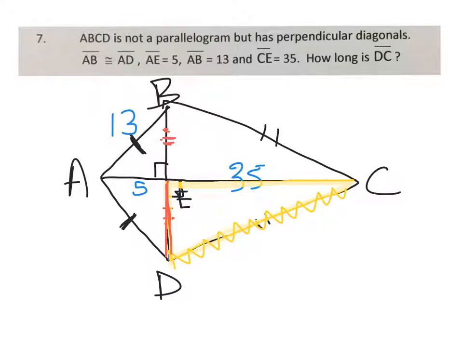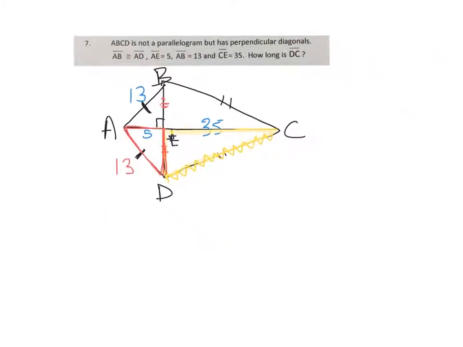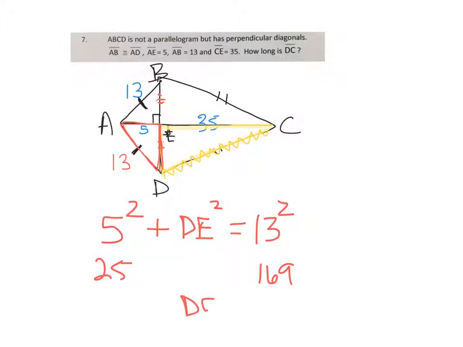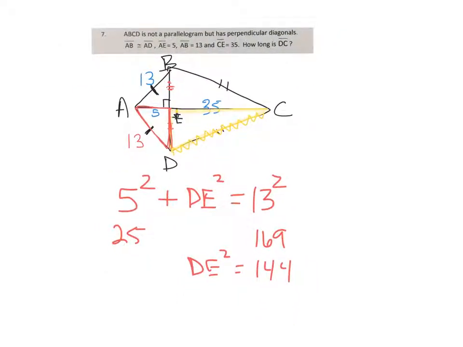So I know that AB is 13, which also means AD is 13, and I have myself a right triangle right here. And if I know 2 sides of my right triangle, I can find the third side by using Pythagoras. So 5 squared plus DE squared equals 13 squared. 13 is the hypotenuse, so it goes by itself. And if you know your Pythagorean triples, even if you don't, 25, 169. If I subtract those, I get 144, which means DE is going to be 12 units long.